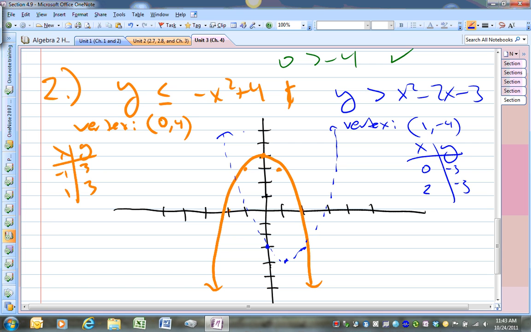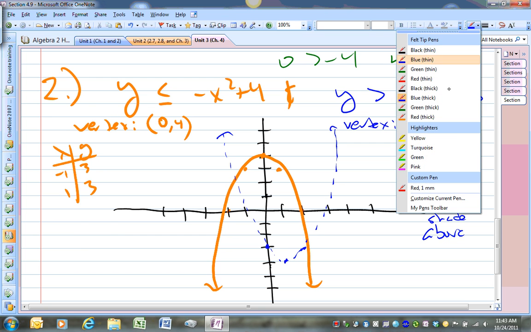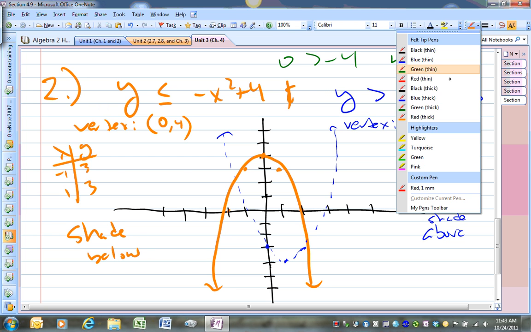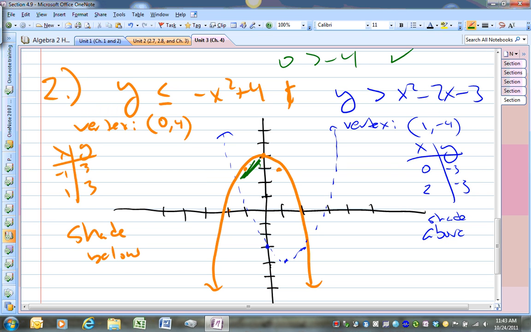Then for the shading, here you want to shade above. But for the other one, we want to shade below because it's less than. So it seems that the shaded region will be in between those two curves. So if I shade with green, that's how we do this one here.